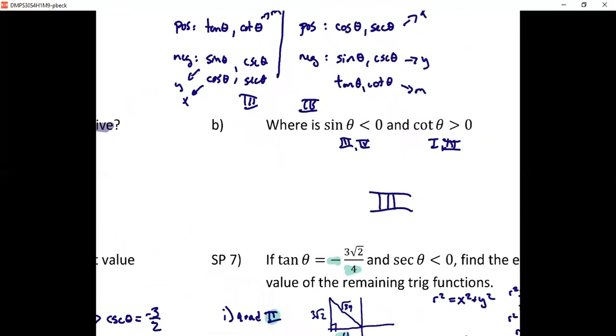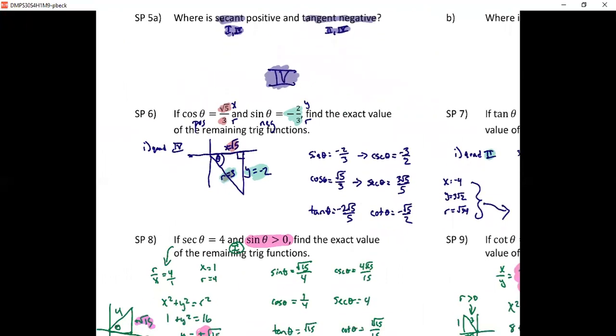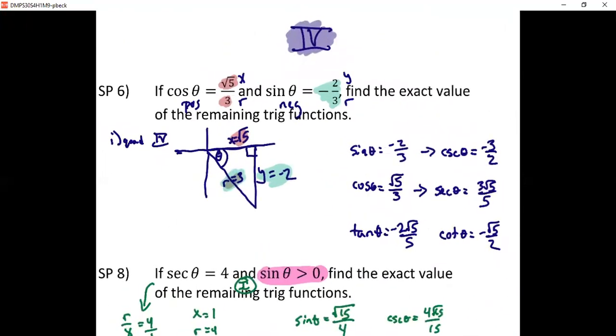Where is sine negative and cotangent positive? So this is a slightly different representation, but same kind of idea. Sine is negative because of y. It's negative in quadrants 3 and 4. Cotangent is positive where the slopes are positive, which is 1 and 3. So where both occur at the same time, that would be quadrant 3. And the reason why we want to do that is because then we will say, okay, so given our cosine and our sine, so cosine is positive and sine is negative, what quadrant do those occur at? That would be quadrant 4.